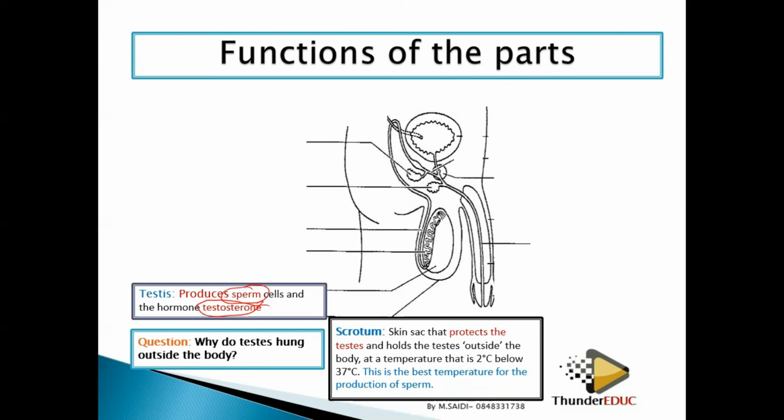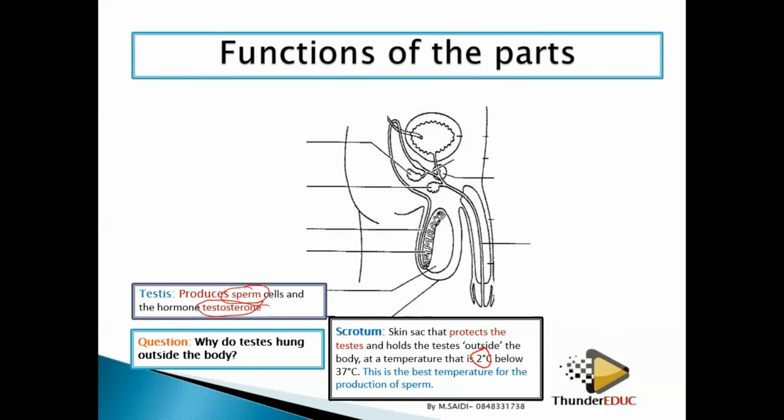Scrotum, which is the outside part of the male. Scrotum is a skin sac that protects the testis, and holds the testis outside the body at a temperature that is 2 degrees below the body temperature. So 2 degrees below the body temperature.